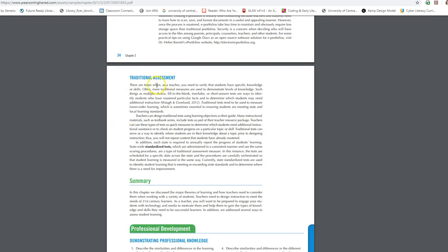Now there is still a place for traditional assessment as well, where if you as the teacher need to verify that students have specific knowledge or skills, you can go back to the old multiple choice, fill in the blank, true, false, any of those types of assessments, because when you do get to your standardized tests, they will typically be responsible for demonstrating those types of learning information. So there is definitely still a time and a place for traditional assessments, but when you're really looking at projects, you can look at a portfolio or even a rubric assessment.